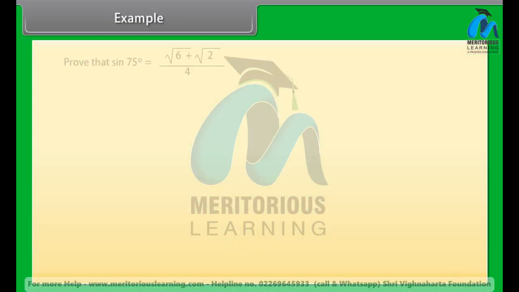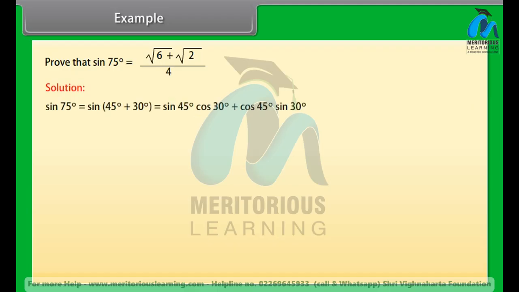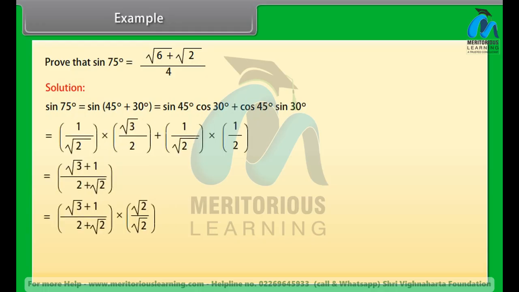Example. Prove that sine of 75 degrees is equal to under root 6 plus under root 2 by 4. Solution. Sine of 75 degrees is equal to sine of 45 degrees plus 30 degrees. That is sine 45 degrees into cos 30 degrees plus cos 45 degrees into sine 30 degrees. By solving it, we get under root 6 plus under root 2 by 4.